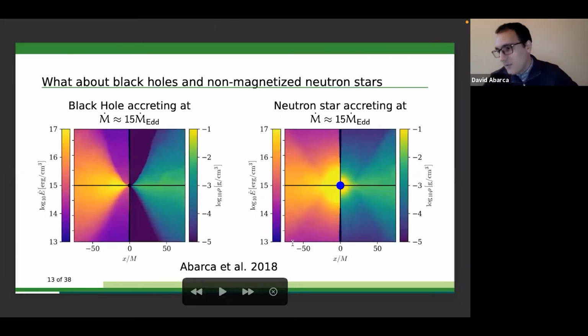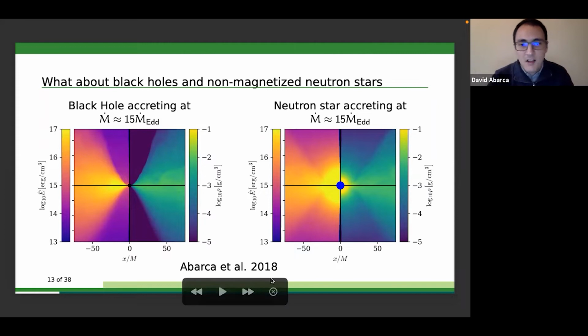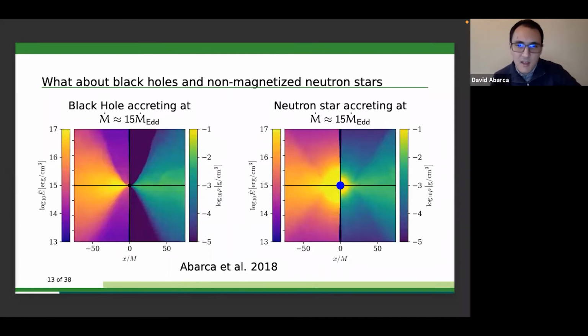Okay, and before we get on to magnetized simulations, I did say that we would consider low magnetized neutron stars, but you might ask yourself, what happens if you consider non-magnetized neutron stars? So this is a project I did maybe three or four years ago, where we did a similar simulation of accretion onto a black hole and onto a non-magnetized neutron star, which is just modeled by a simple reflecting surface, okay?